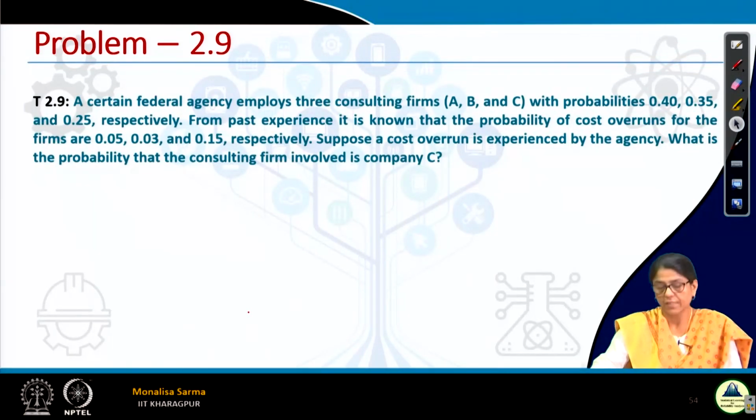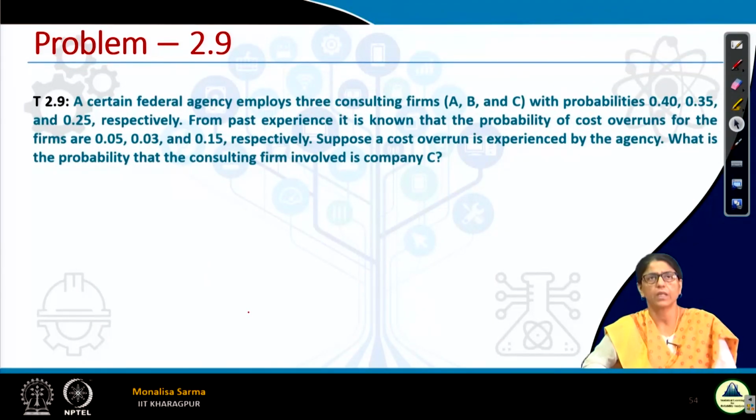Okay. Next, this question. A certain federal agency employs 3 consulting firms A, B and C with probabilities of 0.40, 0.35 and 0.25 respectively.